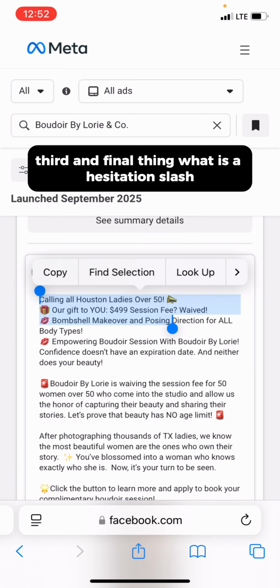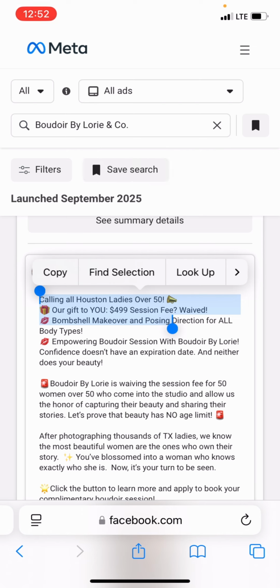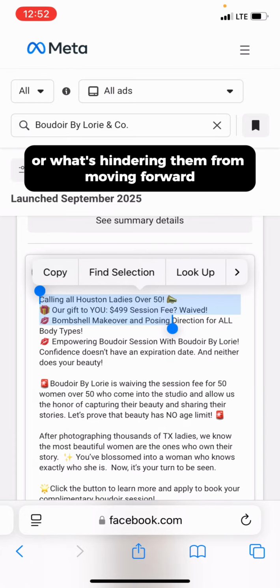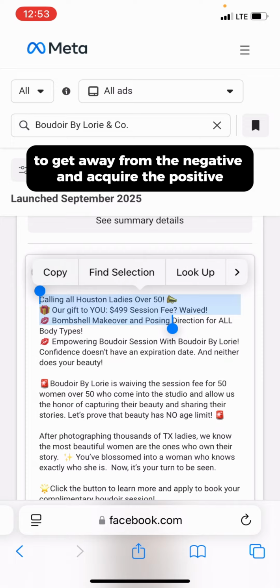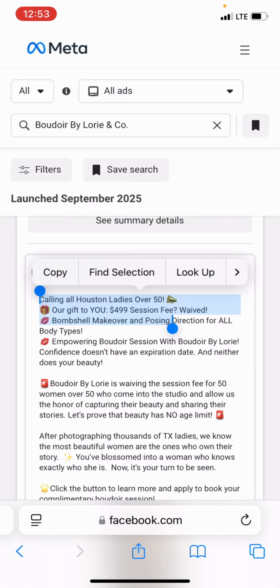Third and final thing, what is a hesitation or roadblock that women are saying in their brains that they do not want to do, or what's hindering them from moving forward, from using some solution to get away from the negative and acquire the positive? What is the hesitation or roadblock? And let's see.